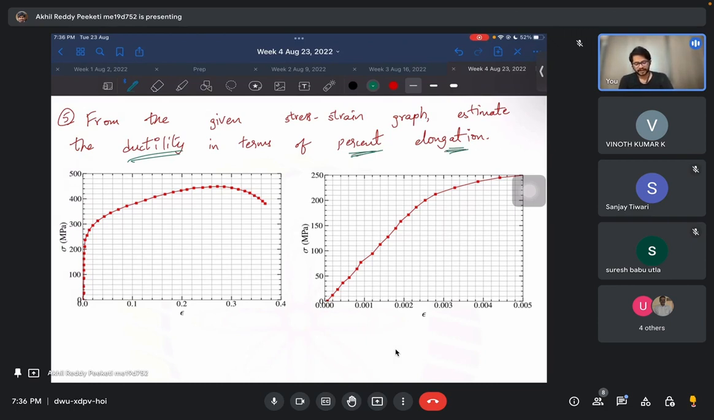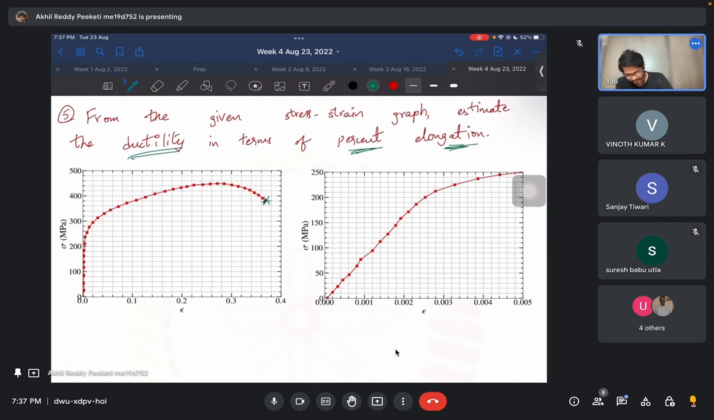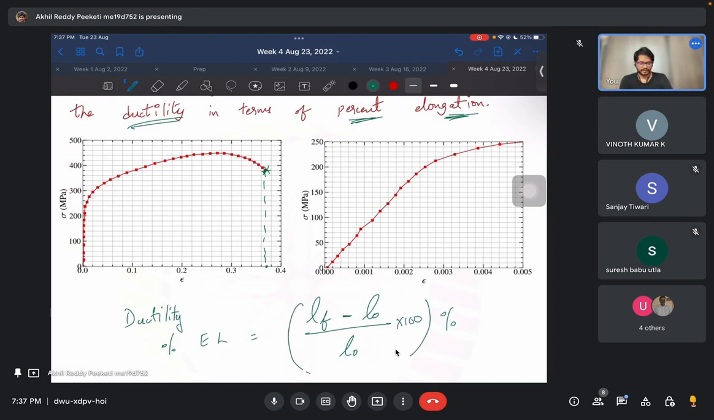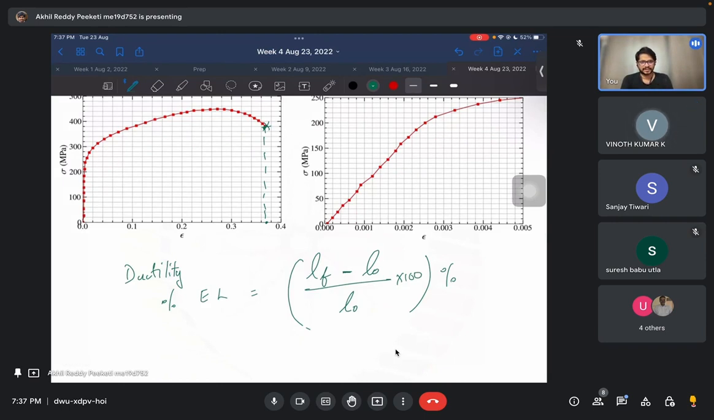So this ductility is given actually in two ways. One, either in percentage elongation or percentage reduction in area. Here we are asked to calculate in terms of percentage elongation. That's it. Here we know that it broke here, right? So this is the point at which it broke. So the ductility in terms of percentage elongation is the total change in length till the fracture point.